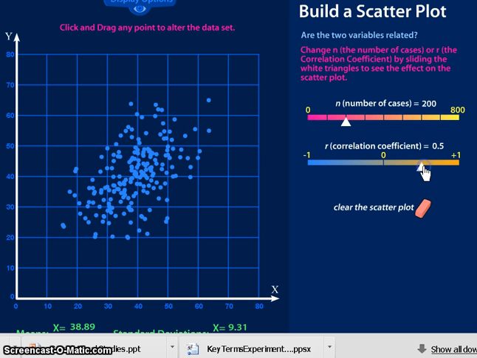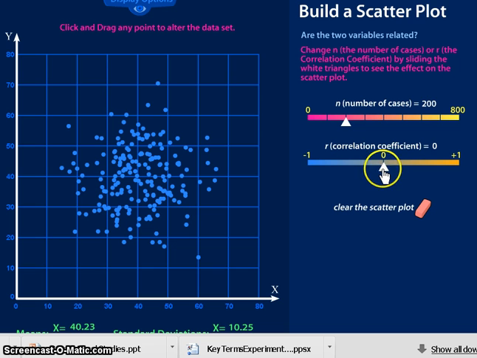A correlation of about 0.5, a positive correlation of about 0.5 in this case, there's still an upward trend from the lower left to the upper right portion of the screen, but you can see the data aren't quite as compact around an imaginary line there. A correlation coefficient of 0 means there's no relationship between the variables at all.